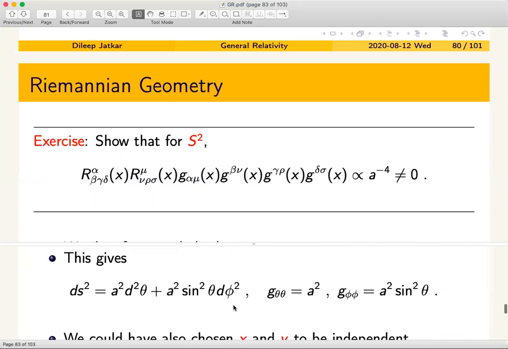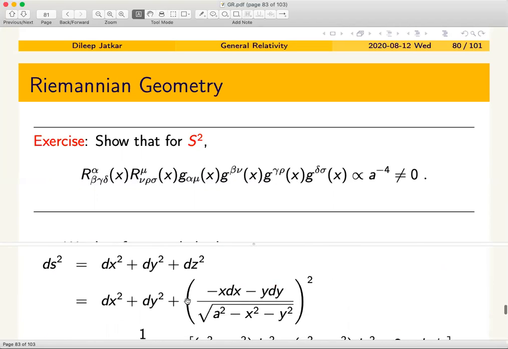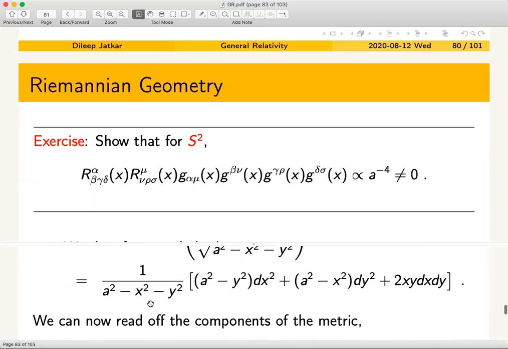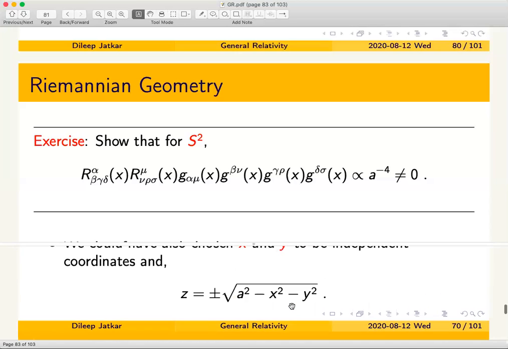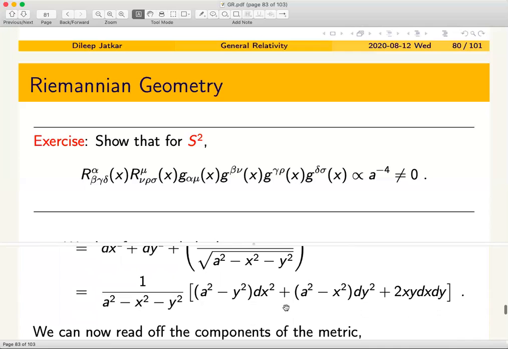So you can choose this. Okay, so g theta theta was a squared. And g phi phi was a squared sine squared theta. So you can choose this metric. Nothing very special about it. If you are enterprising enough, you could choose this also. It doesn't matter really. It's just that this has off-diagonal pieces in the metric and stuff like that.